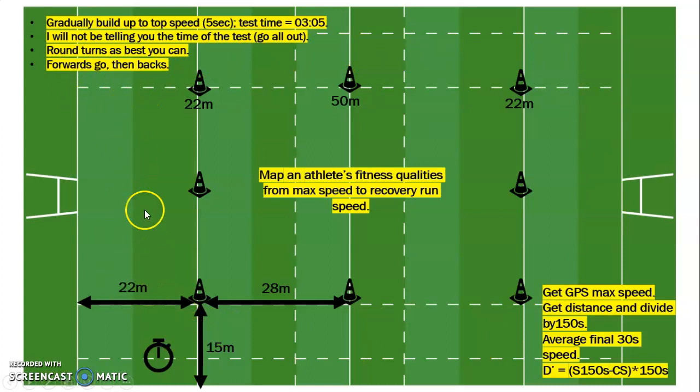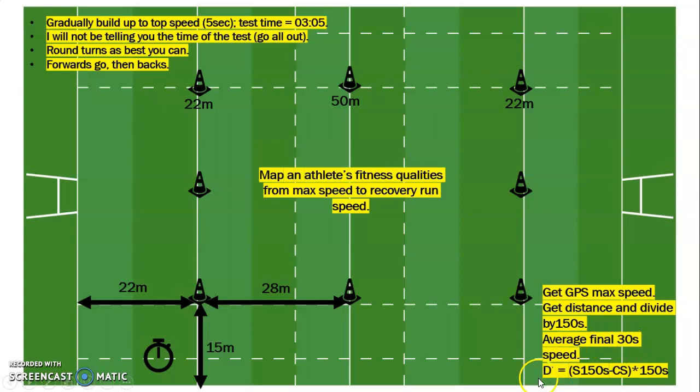And quite simply, if they had GPS units, I would have the forwards go, and they would start and then do their 3 minutes. And then I'd have the backs go, and they would start and do their 3 minutes. By the end of the test, I would have the max speed they reached in the first few seconds of the test. I would get the distance that they went within the 150 seconds of the test, and then get the average speed. And then finally, I would get the average speed they went at for the last 30 seconds, which would be my critical speed.